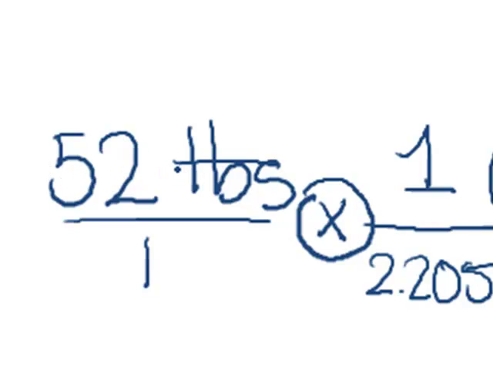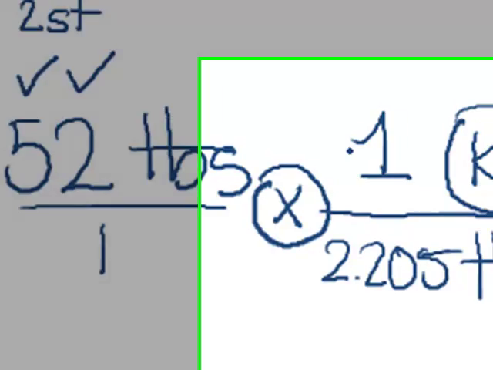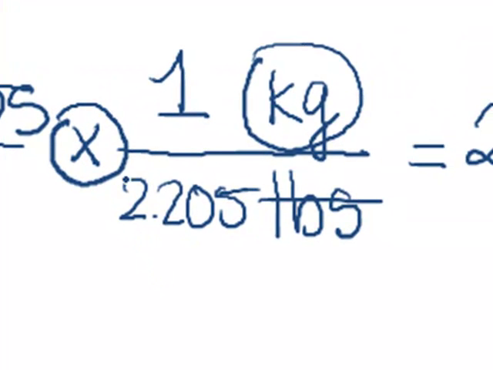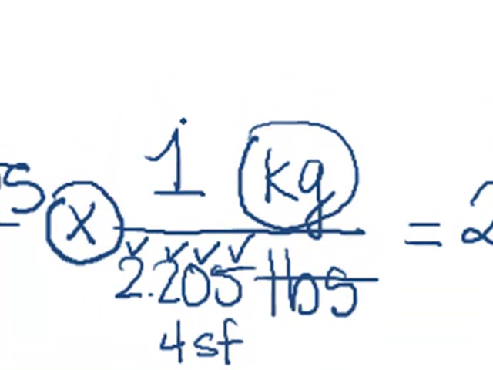The number 52 has 2 significant figures, so 2 sig figs. This one is just something I put there, so I'm going to kind of ignore it. Let's go to 2.205. This number has 1, 2, 3, 4 significant figures. Okay? Finally, let's look at this number 1. Now, strictly speaking, this number would appear to have 1 significant figure. But here's where I have to ask you to use some common sense for a second. Do you think that there are 2.205 pounds in about 1 kilogram? Or do you think there's 2.205 pounds in exactly 1 kilogram?